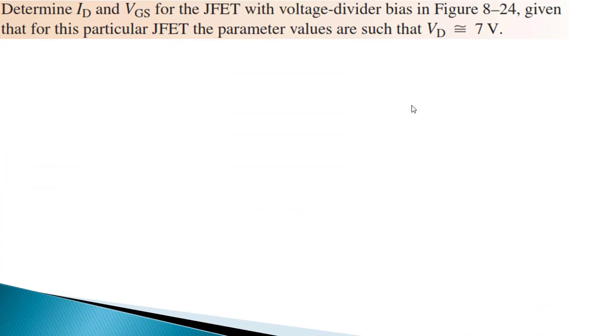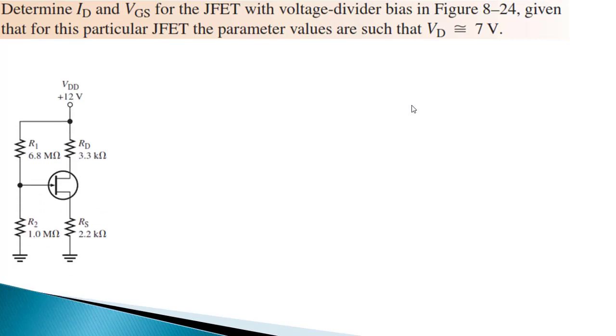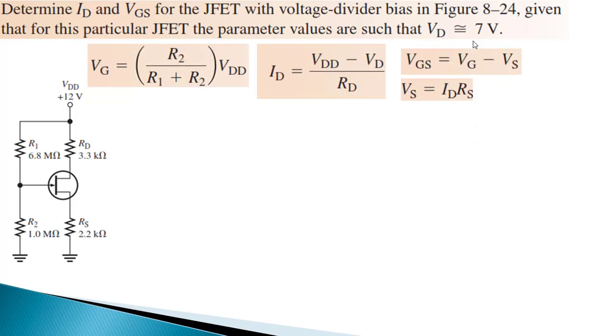Determine the ID and the VGS. This is called the operating point for the JFET given in the voltage divider bias, in such a way that VD is approximately equal to 7 volt. So we are going to use these formulas. VG is equal to R2 divided by R1 plus R2 into VDD, the voltage division rule, and ID can be written from ID RD equal to VDD minus VD.